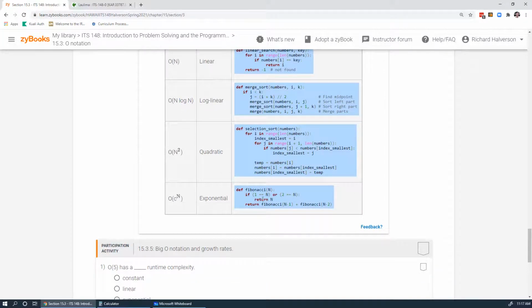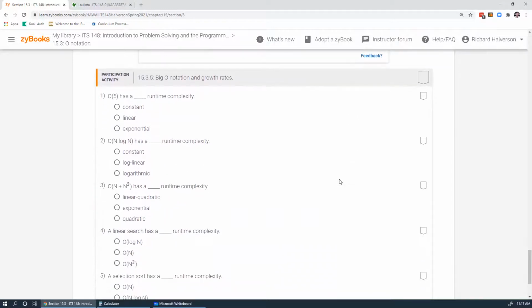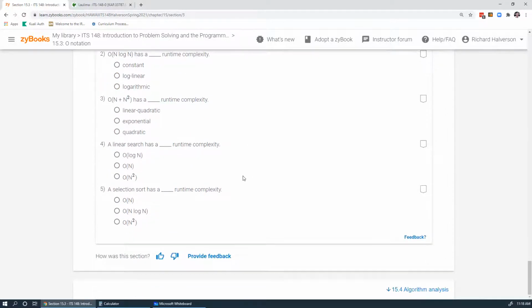Fibonacci is an example of a recursive algorithm that ends up being exponential, because you have to calculate the Fibonacci numbers recursively. So that ends up being exponential. It's kind of hard to envision in your head, and it's not so necessary that you do. So here is understanding these terms: constant, linear, exponential, log linear, logarithmic, and so on. And you can figure those out.